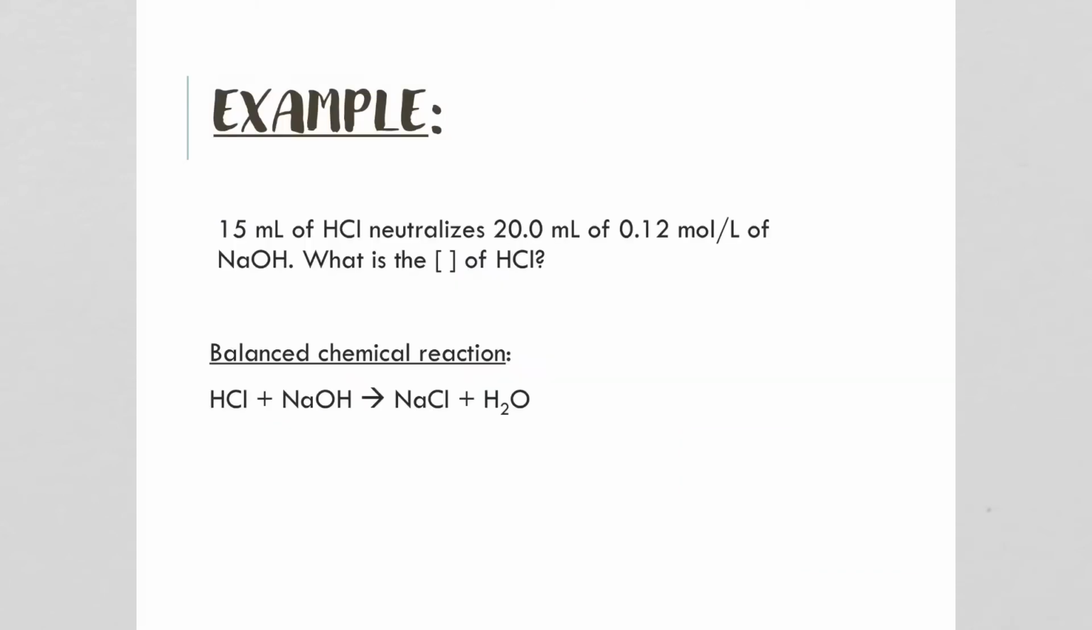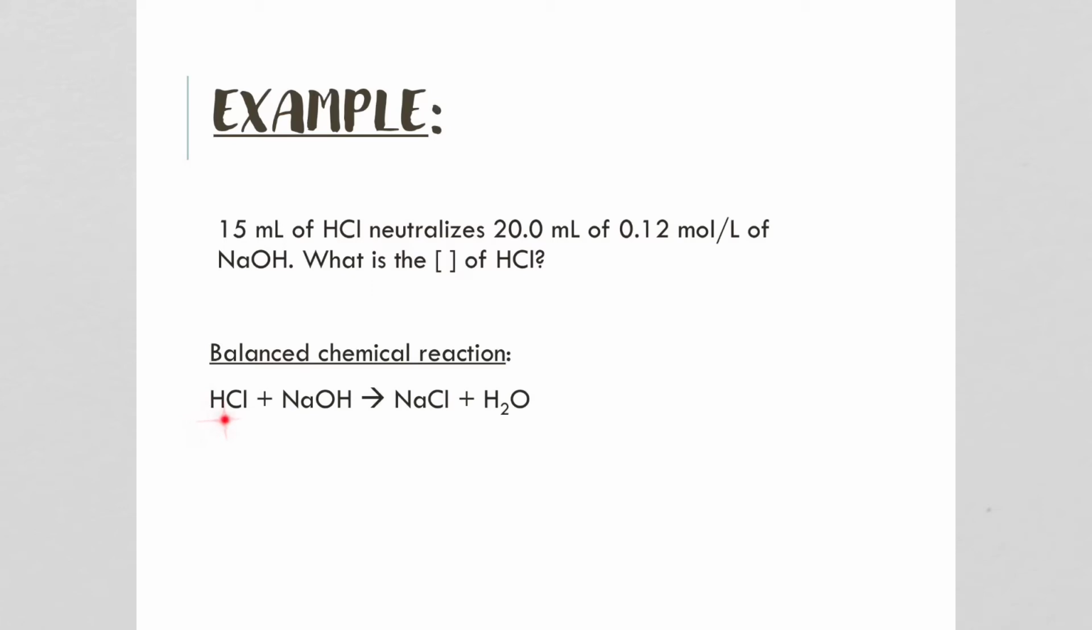So we'll take a look at our first example. So 15 milliliters of hydrochloric acid neutralizes 20 milliliters of 0.212 mole per liter of sodium hydroxide. What is the concentration of hydrochloric acid? And just as a note, these square brackets indicate concentration, so be able to recognize that. And if you had HCl in here, it would mean the concentration of HCl.